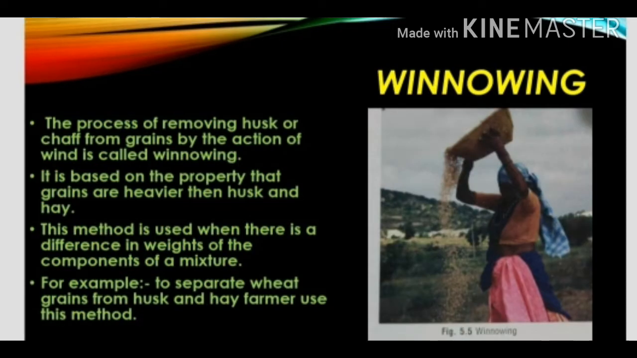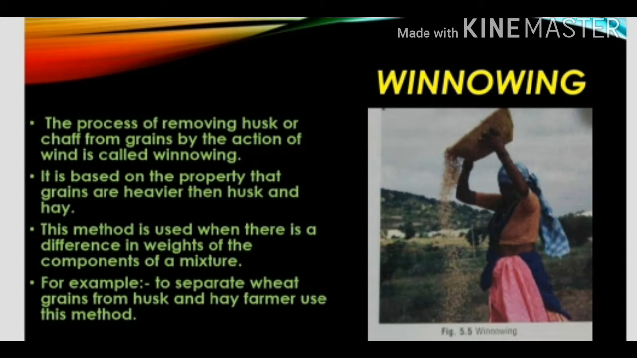The process of removing husk or chaff from grains by the action of wind is called winnowing. After threshing we get heaps which contain grains, husk, chaff and hay, and we have to remove the husk, chaff and hay from the grains. Farmers use this method after threshing.